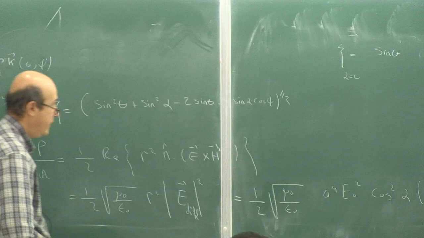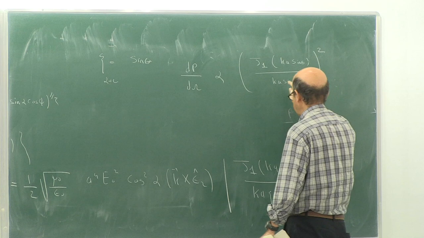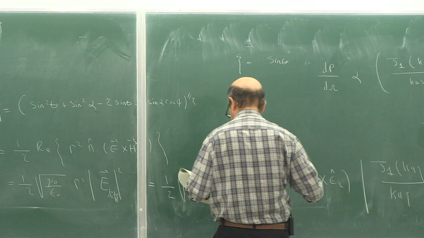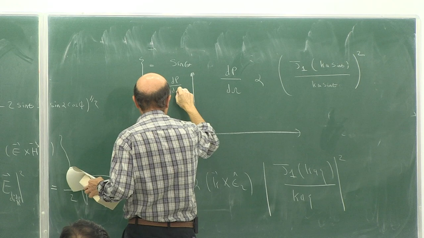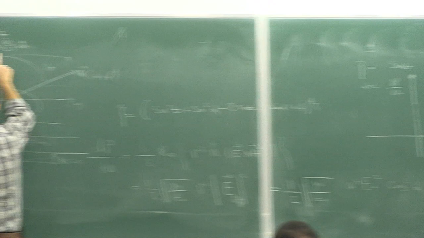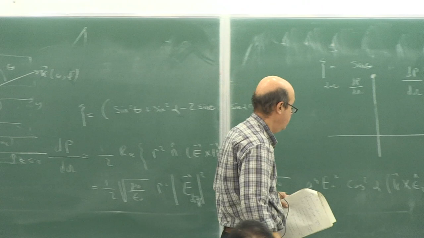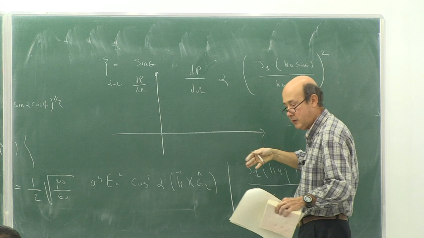If the wavelength is less than the aperture dimensions, k is a number greater than 1, and it depends on J1 of Ka sine theta over sine theta squared. If you plot this, it is something like this. The power emitted per solid angle is something like this, where theta is the diffracted field angle. When theta is equal to zero, this is the first order Bessel function at 0/0. You can use L'Hopital's rule and plot this.